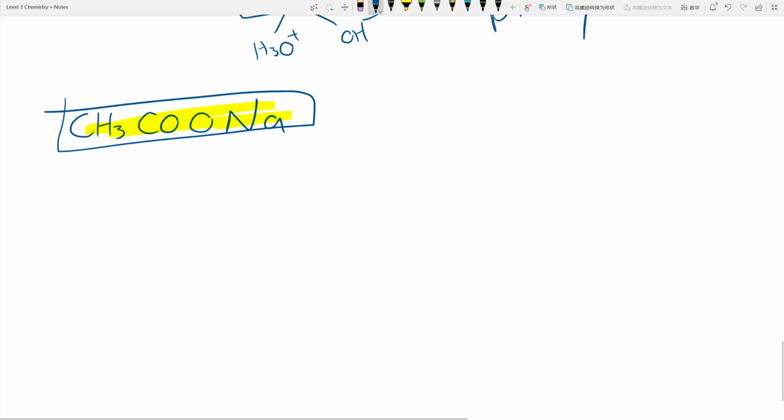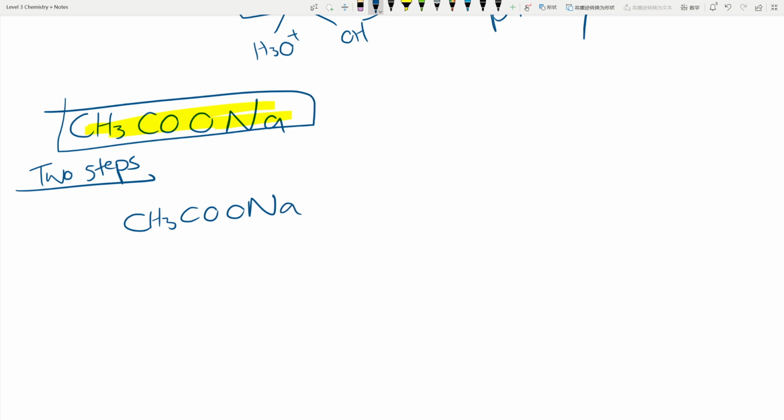So if I have CH3COONa, what are the species in this particular solution if I dissolved it in water? So this is 2 steps. Whenever you have something like this, this is 2 steps. First, dissolve it in water. That means you will split it into the corresponding ions. Okay, now we're not done yet. This is step number 1.